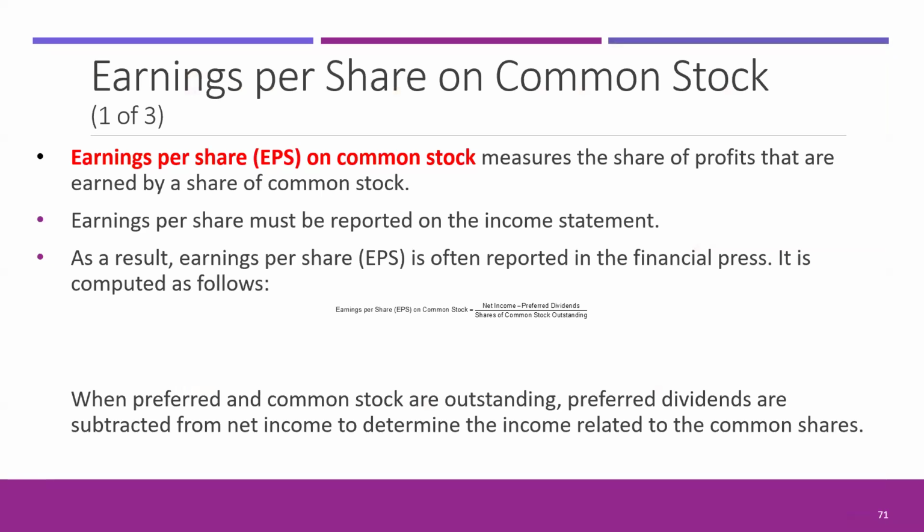Now earnings per share on common stock is another really common metric. And the formula is net income minus preferred dividends divided by shares outstanding of common stock. And I'm sorry about the size of that there, but essentially it's net income available to the common shareholders divided by the total outstanding common shares.